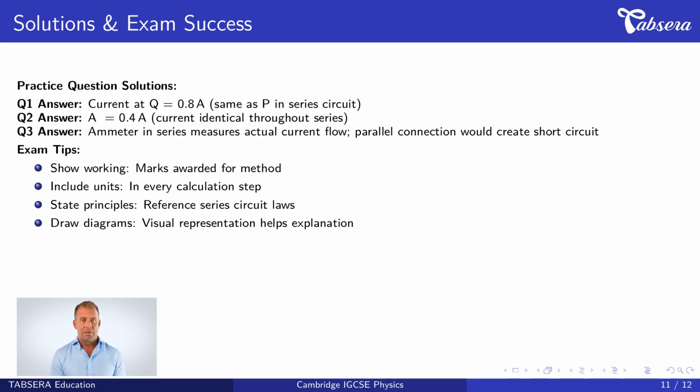For question 3, an ammeter must be connected in series because it needs to measure the actual current flowing through the circuit. Connecting it in parallel would create a short circuit and give incorrect readings.